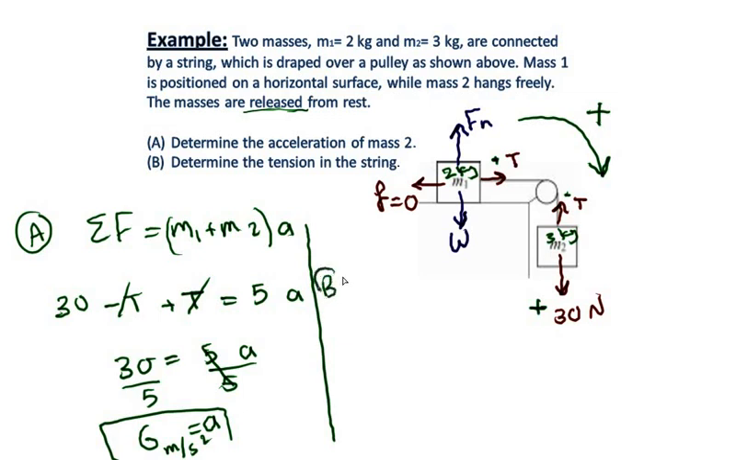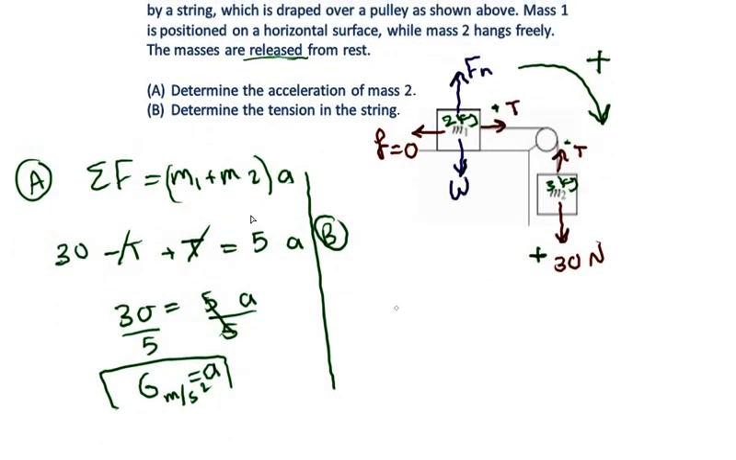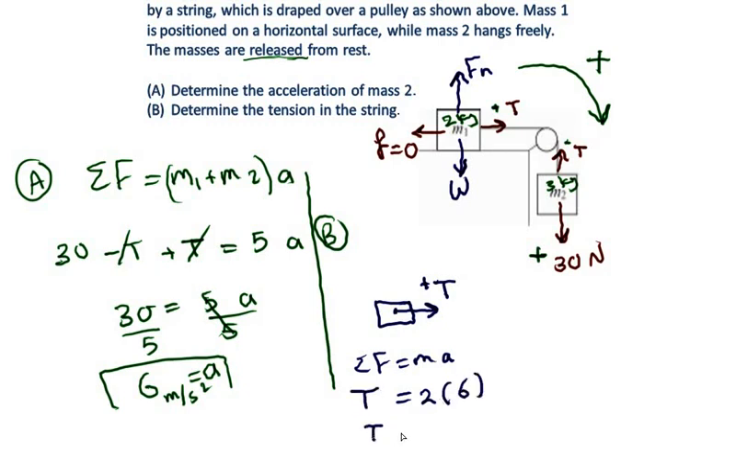B. Determine the tension in the string. We can use any of the masses to find the tension in the string. Let's use mass 1. On mass 1, we have the tension. Friction is 0, so we're not going to consider it. And we're not going to consider these two forces because they are not in the direction of motion. This is positive. Sigma F equals m times A. The mass is 2, the acceleration is 6, so the tension is 12 newtons.